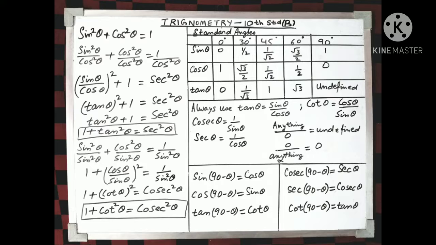So we will get 1 plus (cos theta by sin theta) square is equal to 1 by sin square theta, and cos by sin is cot theta. So 1 plus cot theta square is equal to cosec square theta, because 1 by sin theta is equal to cosec theta. So 1 by sin square theta is equal to cosec square theta. Got it? So cot theta square is cot square theta. Therefore we will write 1 plus cot square theta is equal to cosec square theta.